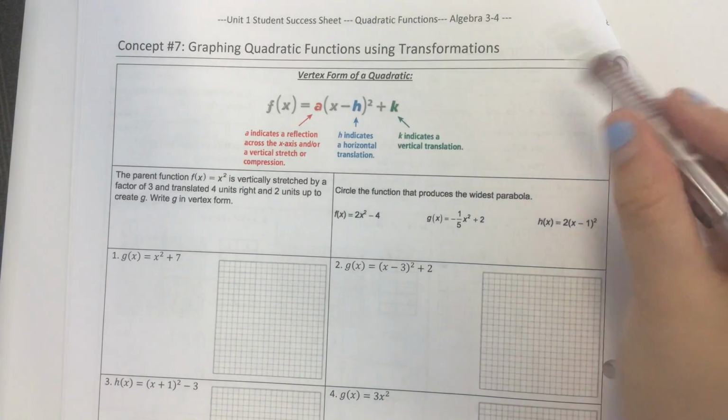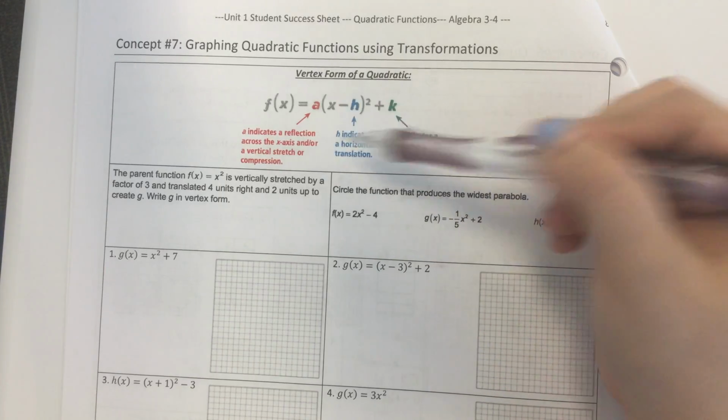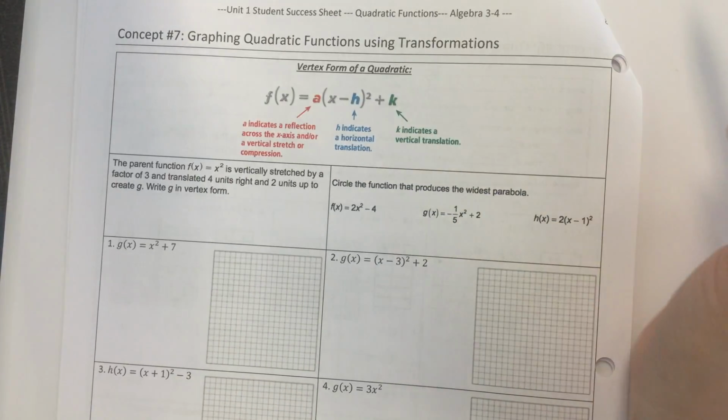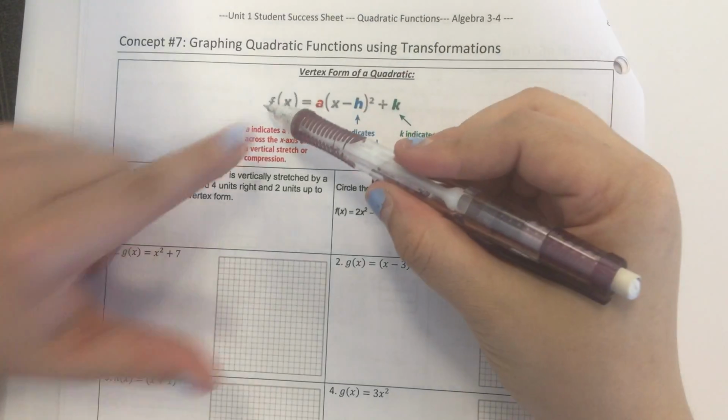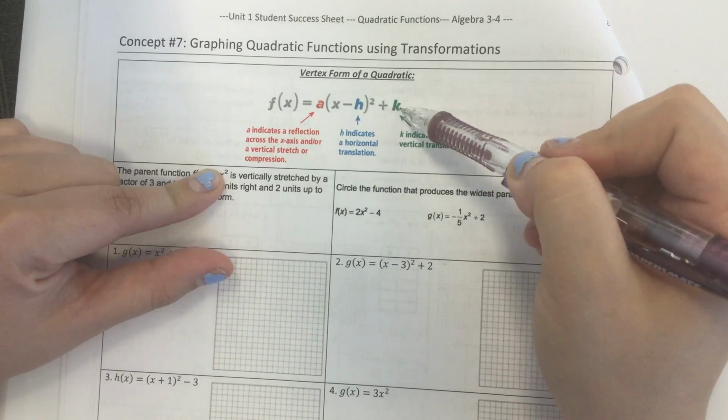We don't have to find negative b over 2a. We don't have to do any of that stuff. All we have to do is just look at the equation and we can figure out where things are. So let's break this down. So we have f of x equals a times x minus h squared plus k.